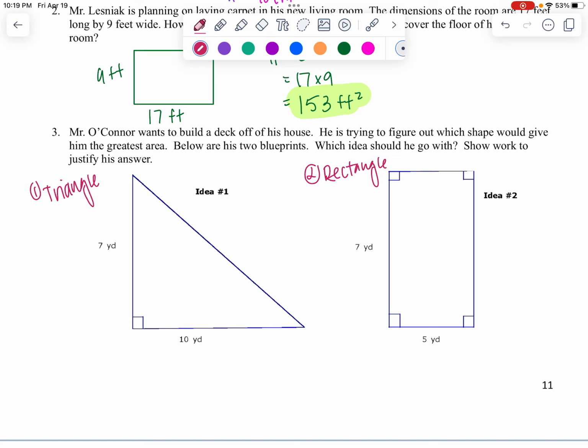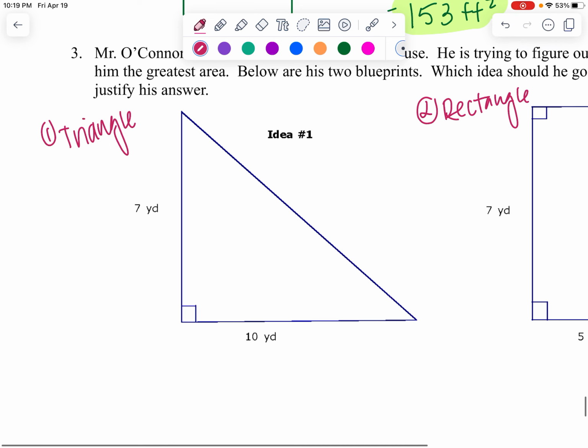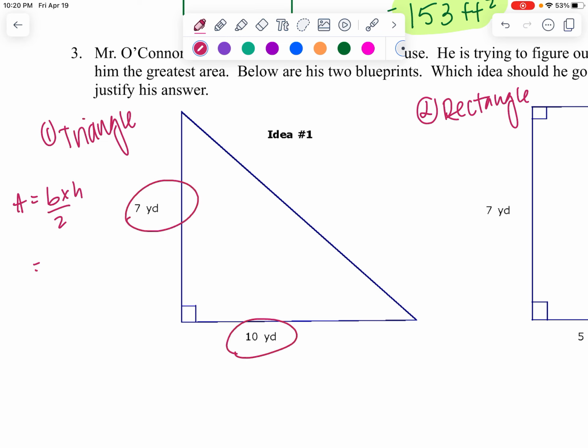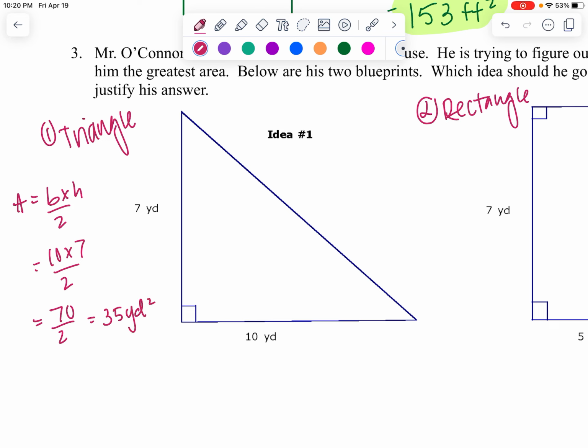Let's start by finding the area of our triangle. So we know that this is going to be base times height divided by 2. My base in this case is the 10. My height is the 7. So I have 10 times 7 divided by 2. 70 divided by 2 gives me 35 yards squared. Okay, that's my first scenario.